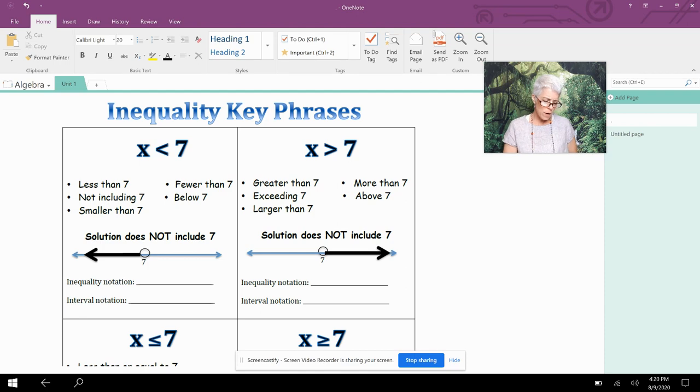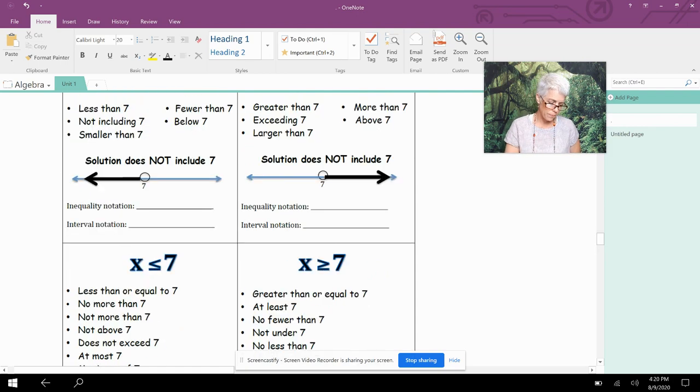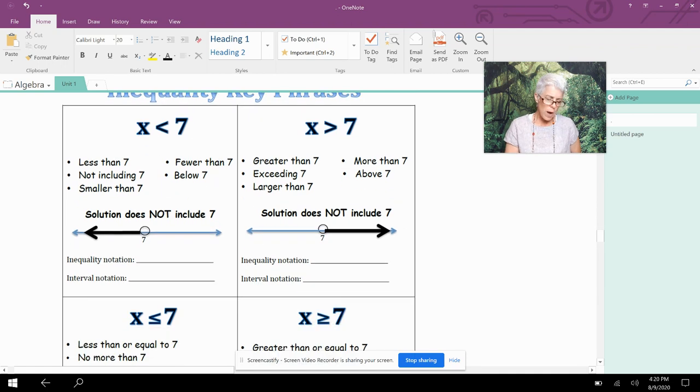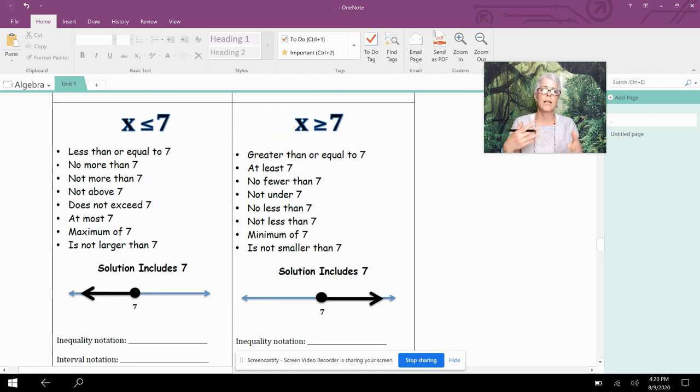So we have an inequality. We have less than, we have greater than, and we have less than or equal to, greater than or equal to, and then all the ways you might see it written. Also, we show you how you would graph it. So if you have a less than or a greater than symbol, you will use a circle, because if something is less than 7, it does not equal 7. Down here, we have a dot. So if something is less than and equal to, it will include that number, so we do a dot.